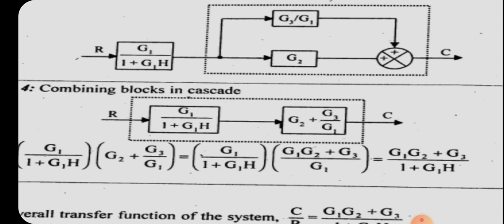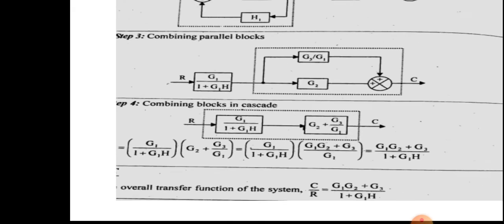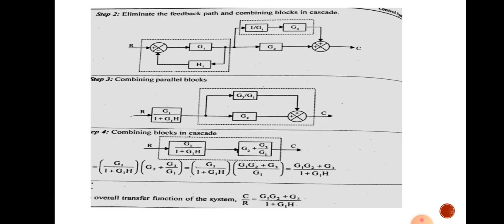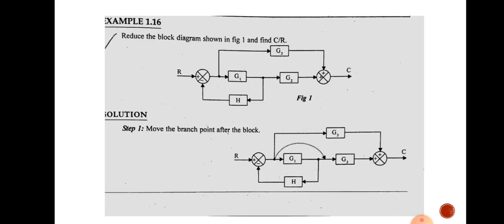This is simple mathematics, and you should know how to apply the block diagram reduction techniques in order to solve the question. So we can write the overall transfer function of the system as C by R is equal to G1 into G2 plus G3 by 1 plus G1 into H. This is all about this question. You can go through it again, then you will get an idea.